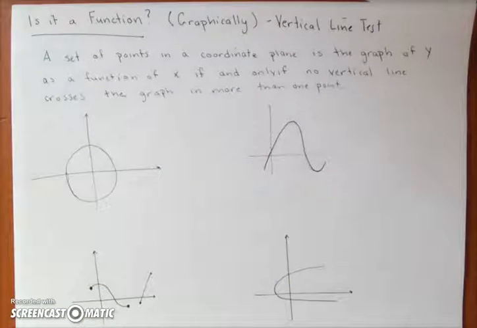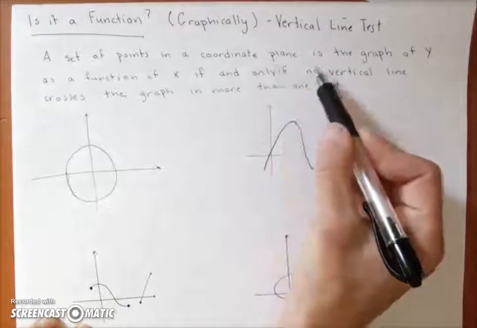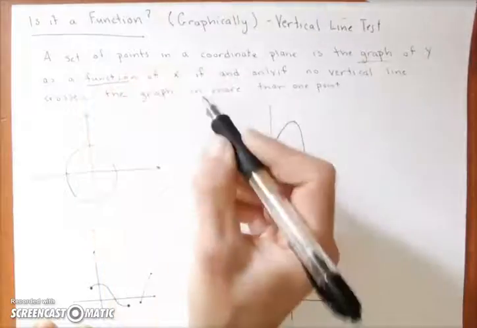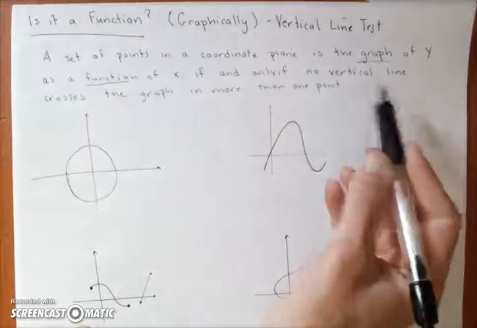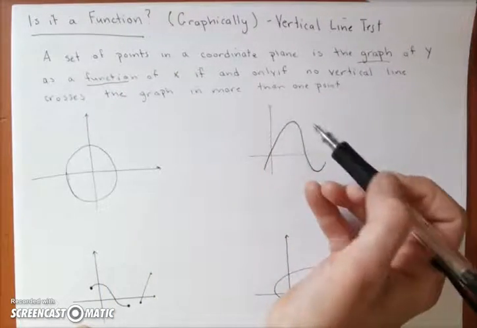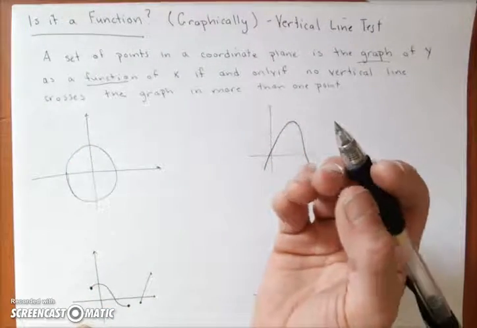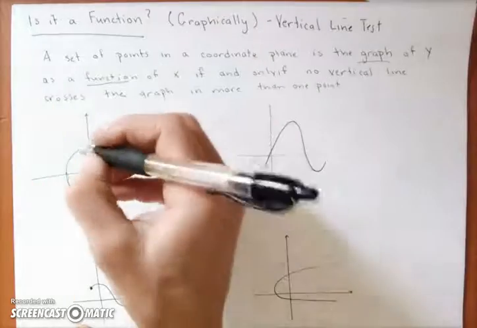The vertical line test says that a set of points in the plane is the graph of a function if and only if no vertical line crosses the graph in more than one point. So here are some examples. The vertical line test is really easy to use.